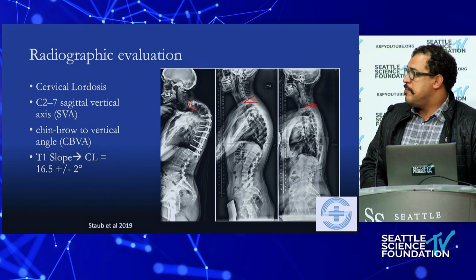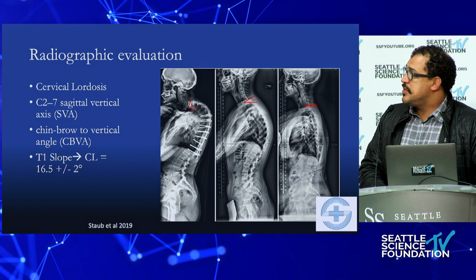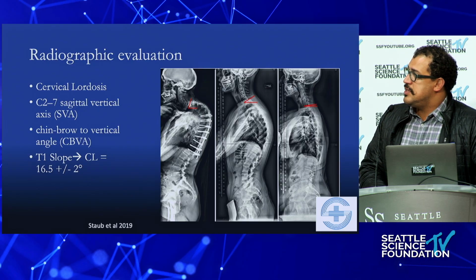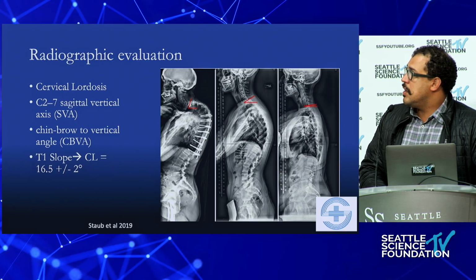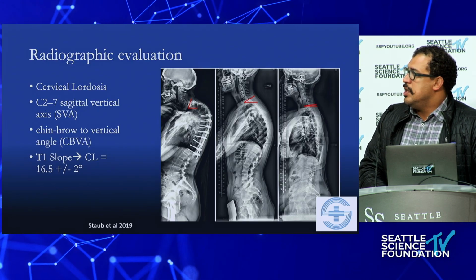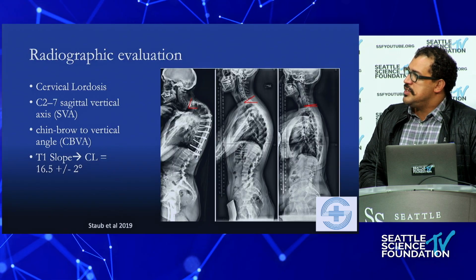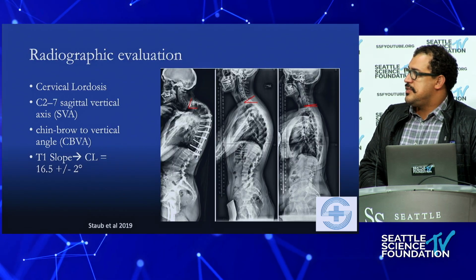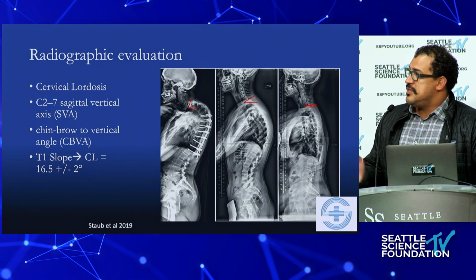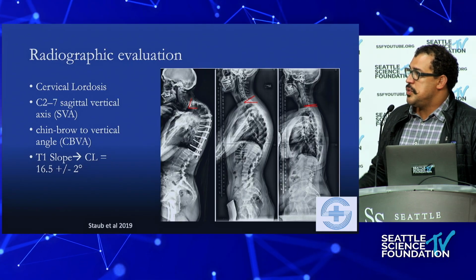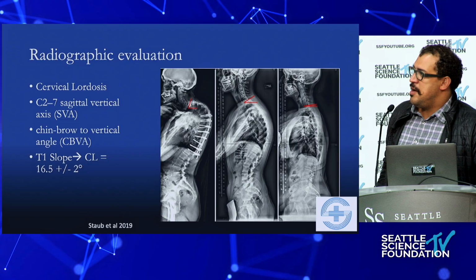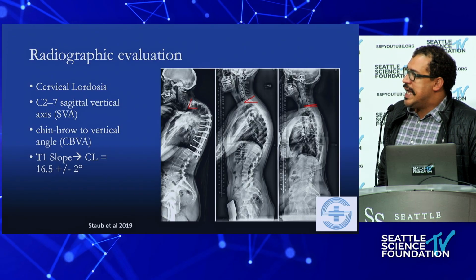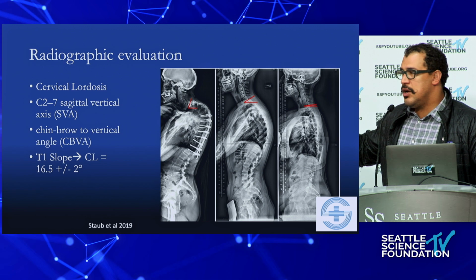And then also from our ISSG group, these are extremely different T1 slopes, and that's because there are different underlying pathologies here. So they standardized it: the cervical lordosis equals T1 slope minus 16.5, plus or minus 2 degrees. Again, really quantifying what we're seeing here.